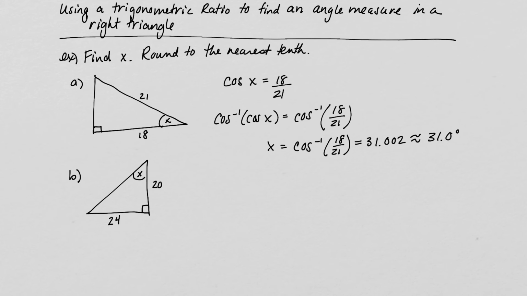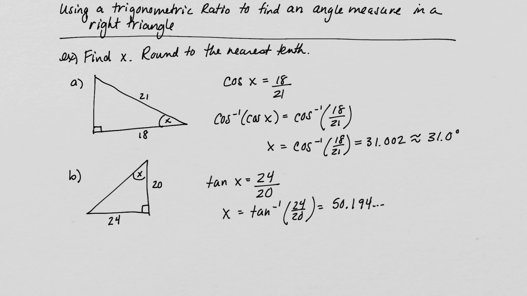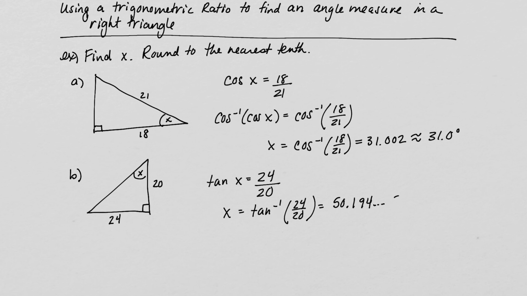So the trig function that uses the opposite and the adjacent is tangent. So we're going to look at the tangent of x is equal to the opposite, 24, over the adjacent, 20. So x is going to be equal to the inverse tangent of 24 over 20, which will end up being 50.194 and so on. And if I'm rounding that, it's going to be rounded to 50.2 degrees.